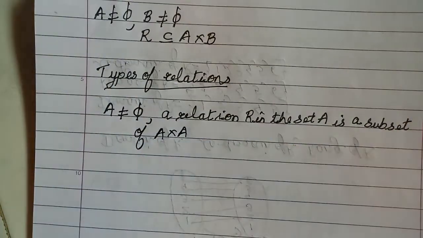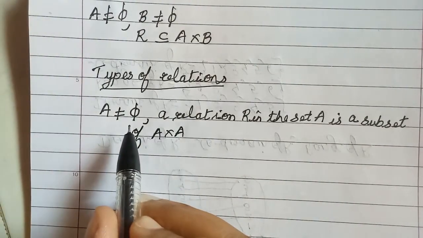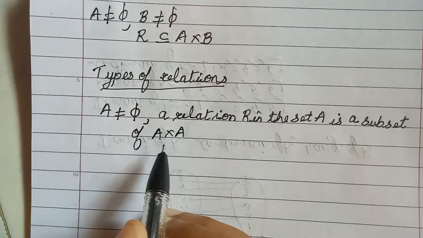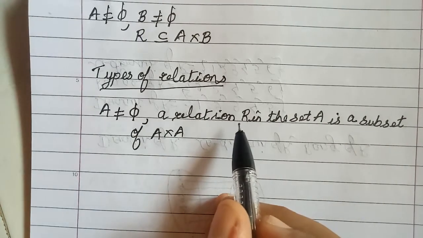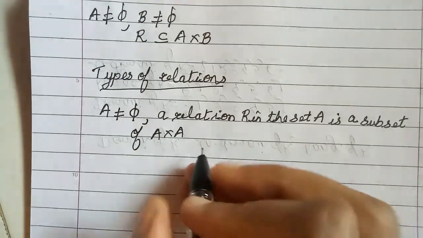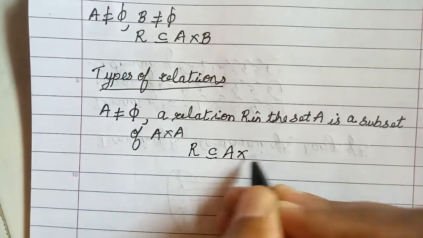So what does that mean? I have started with a non-empty set. On a non-empty set, you can have A cross A. The Cartesian product of A cross A is possible. Since the Cartesian product A cross A is possible, you can very well establish a relation R on this set. So I can have R as a subset of A cross A.